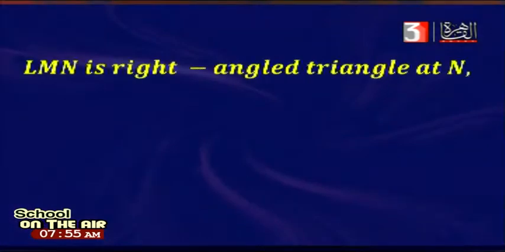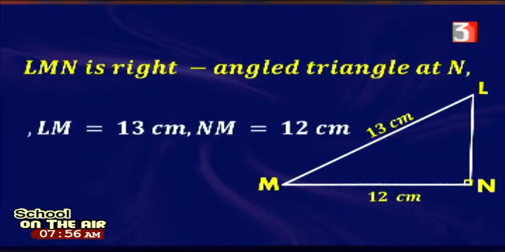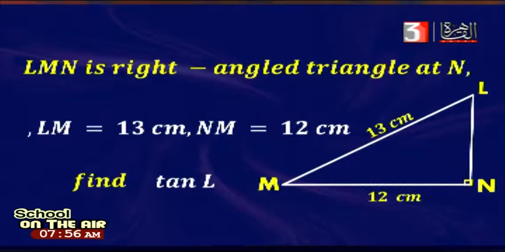Then let us have another example. LMN is right angle triangle at N, like that shown in front of you in the figure. And the length of LM equals 13 centimeters and NM equals 12 centimeters. And I want you to find tan L. What about tan?